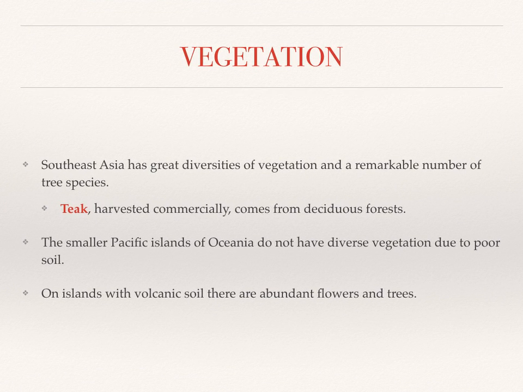Vegetation. Southeast Asia has great diversity of vegetation, a remarkable number of tree species. A very valuable tree is the teak, which is harvested commercially from the deciduous forest. Teak makes great furniture. It's water resistant. The smaller Pacific Islands of Oceania don't really have diverse vegetation because they have poor soil. However, on islands with volcanoes and volcanic soil, there are abundant flowers and trees.